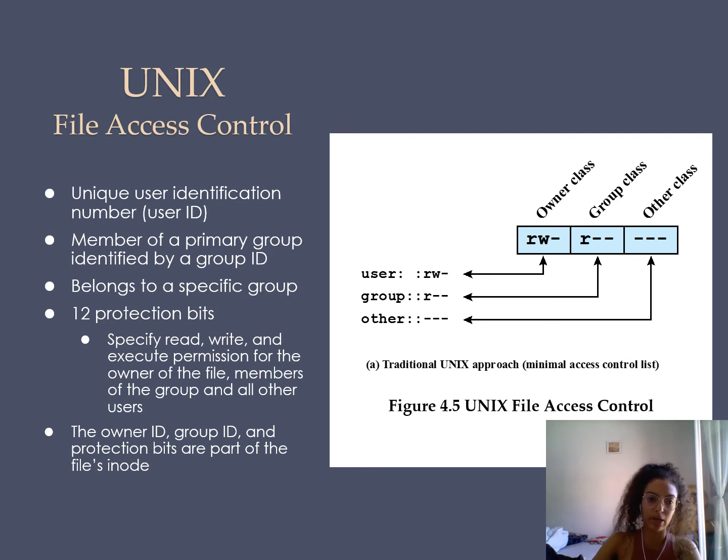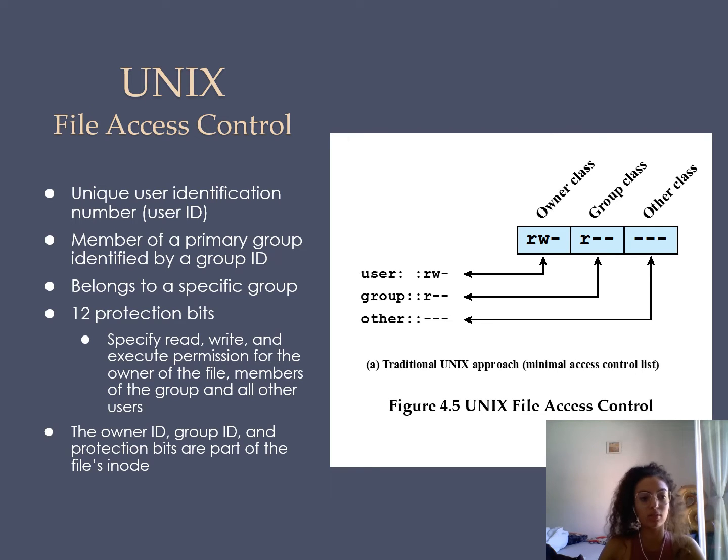So when a file is created, it's designated as owned by a particular user and marked with that user ID. It also belongs to a specific group, which initially is either its creator's primary group or the group of its parent directory if that directory has set GID permissions. So associated with each file is a set of 12 protection bits.